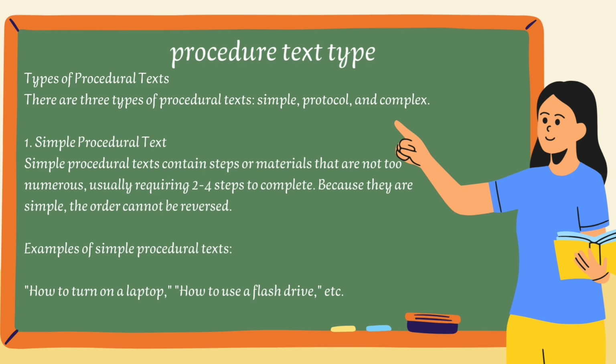Types of procedural text. There are three types of procedural text: simple, protocol, and complex. 1. Simple procedural text. Simple procedural text contains steps or materials that are not too numerous because they are simple. Example of simple procedural text: how to turn on a laptop, how to use a flash drive.